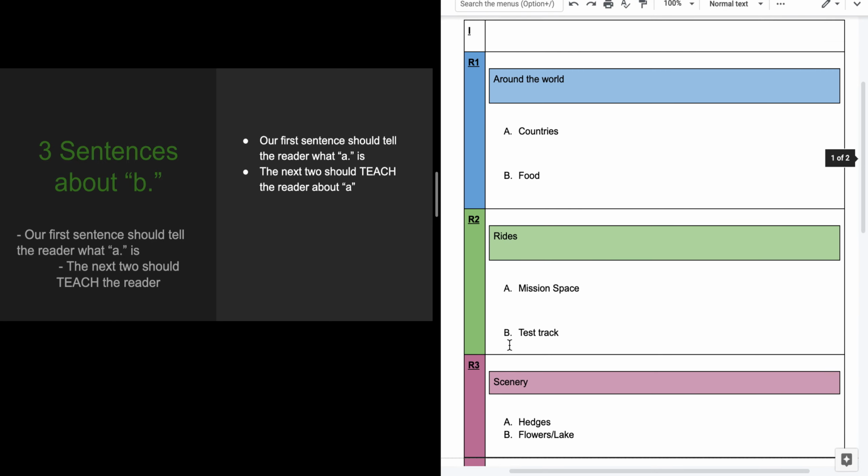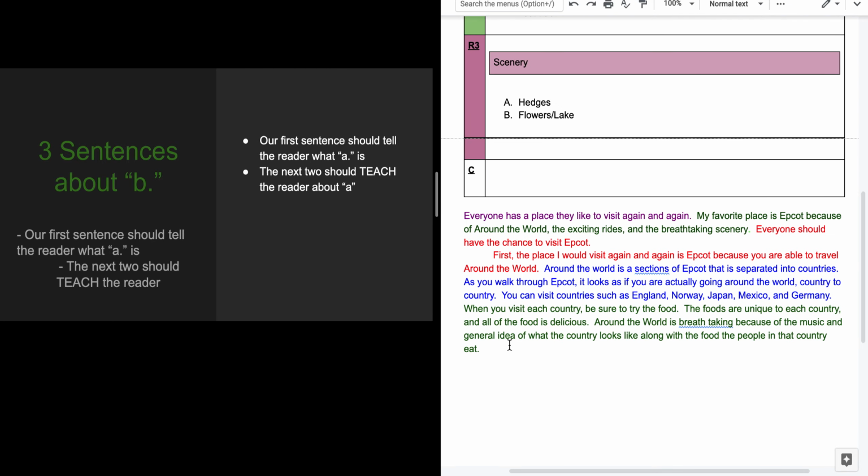So now I want you to go ahead, get out your Google document, and try on your own. I've asked you a prompt there, and you need to write 3 R paragraphs in this format. Remember, there should be 7 sentences per R paragraph: 1 topic sentence, 3 about subpoint A, and 3 about subpoint B.